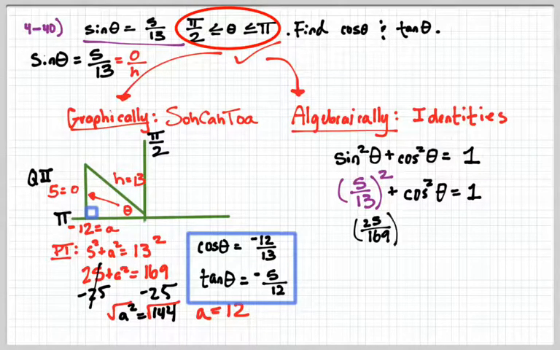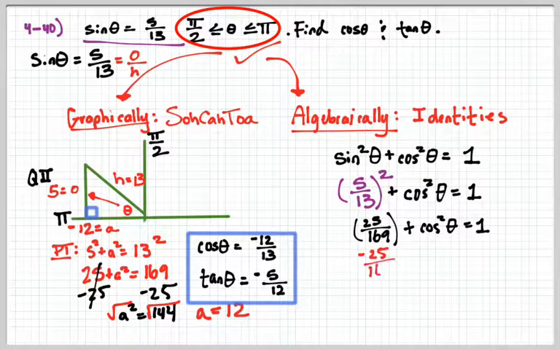So you get 25 over 169 plus cosine squared theta equals 1. Now we're solving for cosine of theta. So algebraically, what does your gut tell you to do? What do we need to move? Subtract. We've got to subtract 25 over 169, which I know sounds like a pain. And we can't do it with the 1 unless we multiply it by 169 over 169.